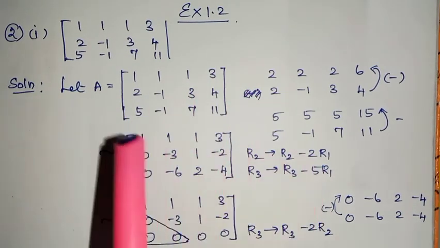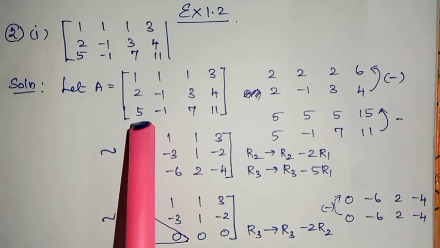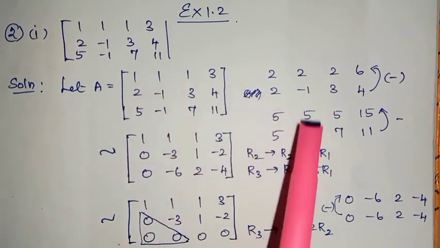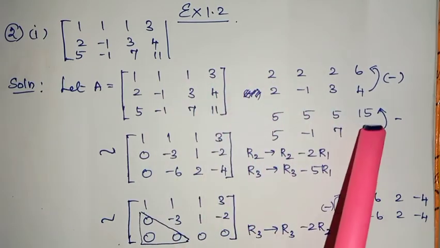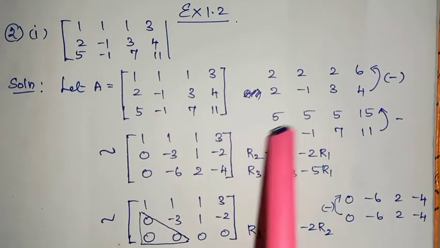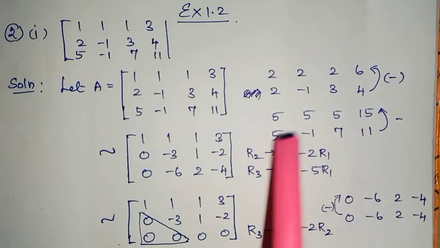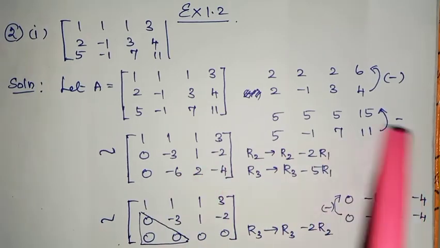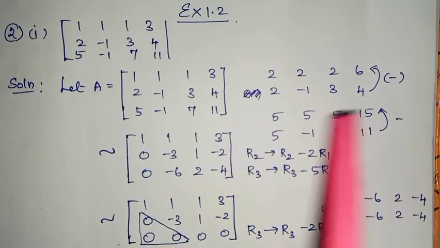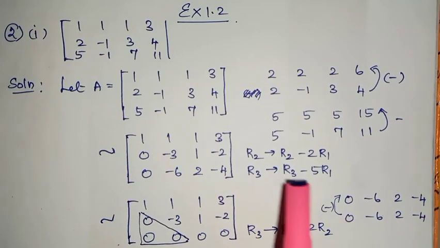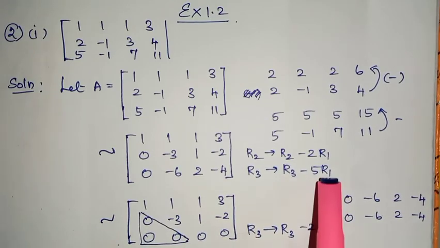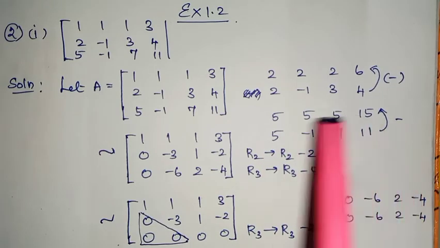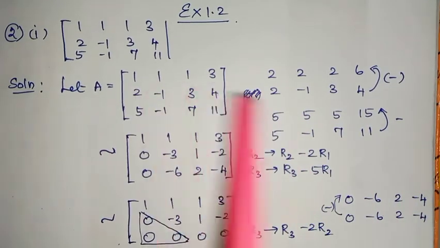Okay, the same procedure will be done for the third row. Since this is 5, I have to multiply the first row by 5. So 1 into 5, 1 into 5, 1 into 5, 3 into 5, 15. So write this third row element here. Same subtraction is done. 5 minus 5, 0. Minus 5 minus 1 minus 5 is minus 6. 7 minus 5 is 2. 11 minus 15 is minus 4. So row 3 implies row 3 minus 5 times row 1. Row 3 changes how? Row 3 minus 5 times row 1.